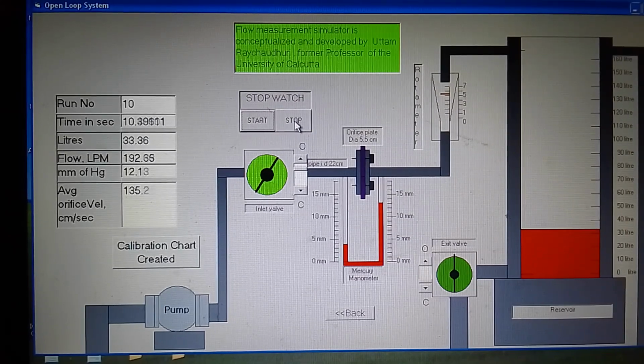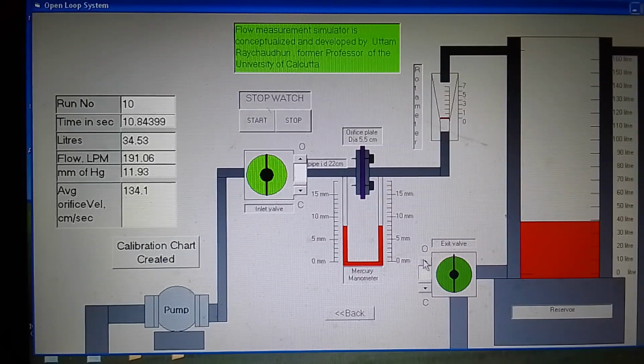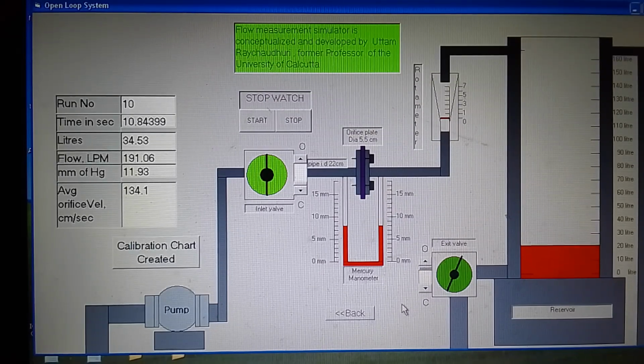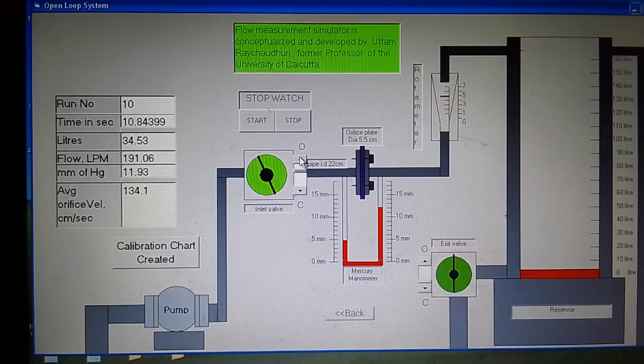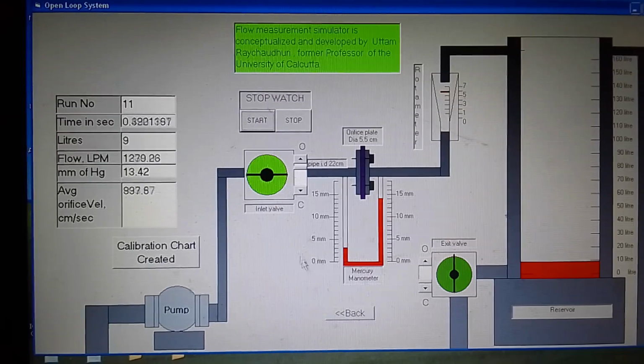So we'll stop it here and close the valve and drain this water out. Now we close the valve, and again we will take the 11th run, 1 2 3 4 5 6 7 8 9 10 11, and start.